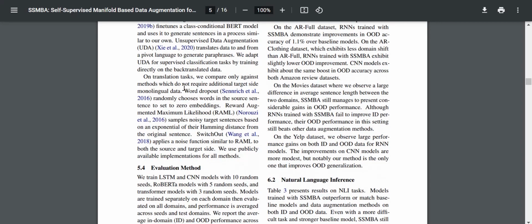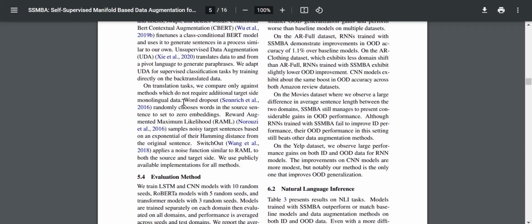On translation tasks, we compare only against methods which do not require additional target side monolingual data. Word dropout randomly chooses words in the source sentence to set to 0 embeddings. Reward augmented maximum likelihood, RAML, samples noisy target sentences based on an exponential of their Hamming distance from the original sentence. SwitchOut applies a noise function similar to RAML to both the source and target side, and they use the publicly available implementation. So these are the models they are comparing with. Also, they are only comparing against methods which do not require additional target side monolingual data. What this basically means is the augmented data set they generate only requires the original training set and does not use general English information which some other data augmentation techniques might be using.